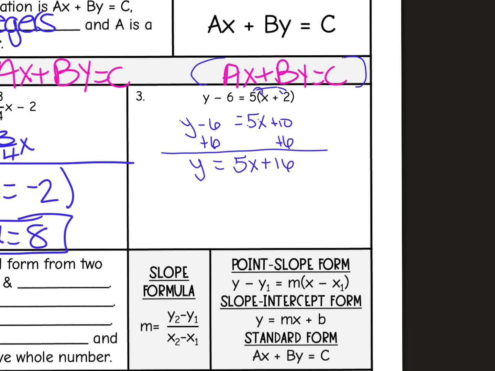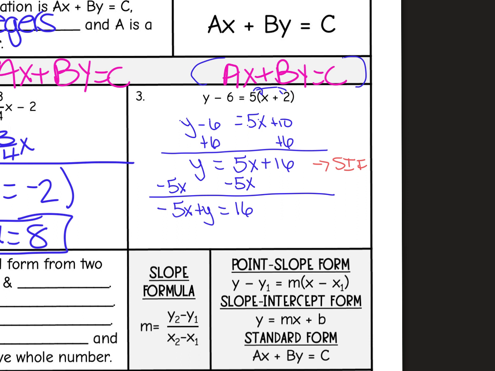And did you see what I did here? What format did I put it into? I hope you recognize this is slope-intercept form. Okay, but remember, my main goal here is I need to put this into standard form. So now I'm going to subtract the 5x from both sides. And I'm left with negative 5x plus y on the left, 16 on the right.